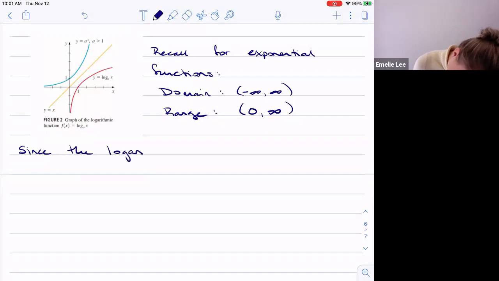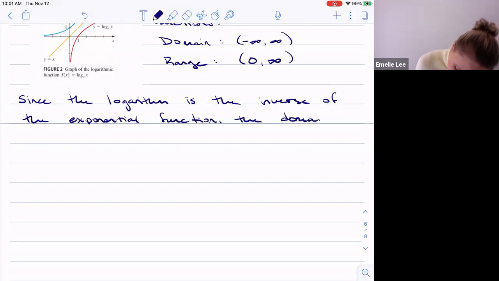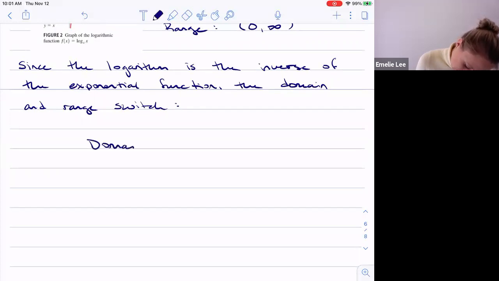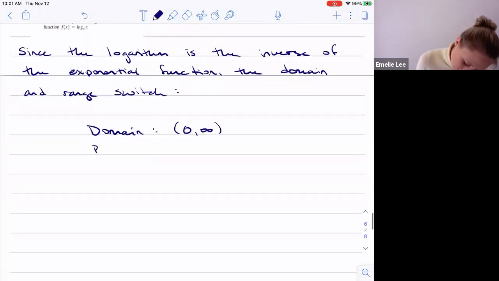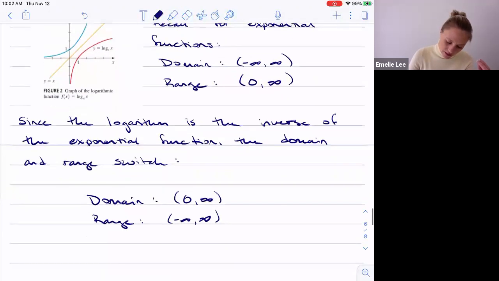Since the logarithm is the inverse of the exponential function, the domain and range switch. So for logs, the domain is 0 to infinity, and the range is from negative infinity to infinity, or all real numbers. So the range will give me any value of y that I could possibly need. It's got this kind of curvature here, but what's important is that for the domain, I cannot plug in a value of x that's less than 0, not even 0. And so this is going to be important.